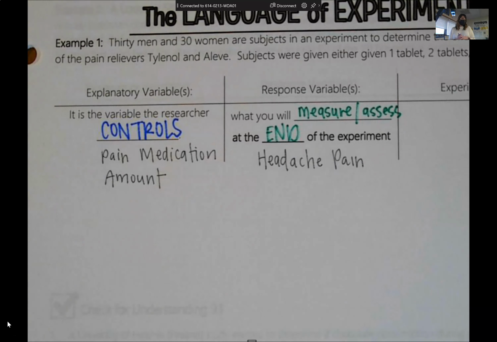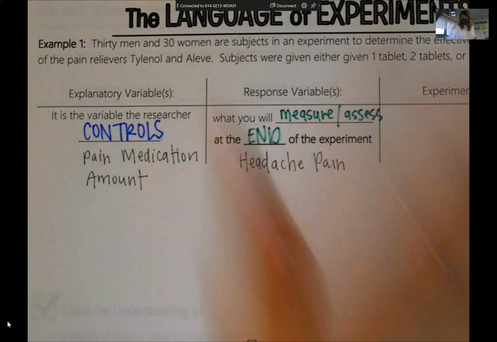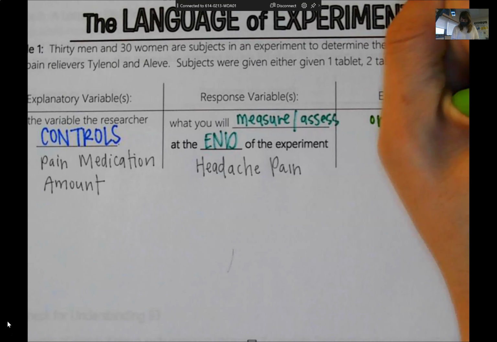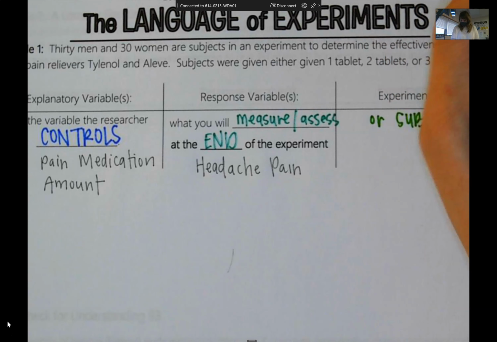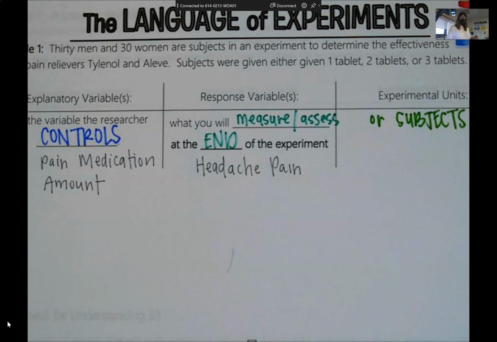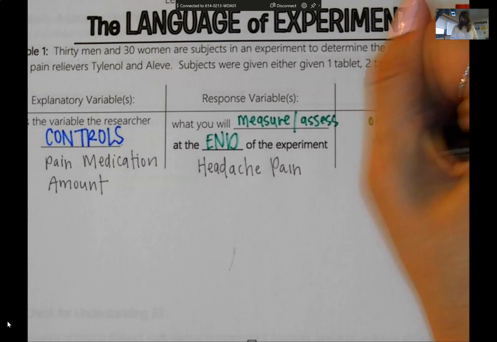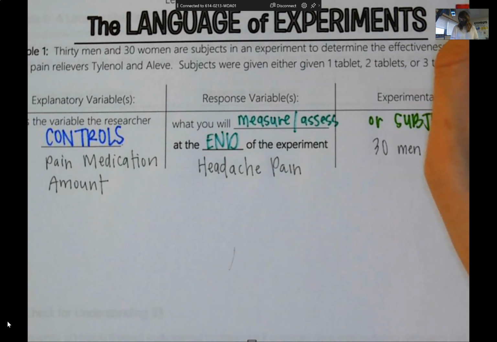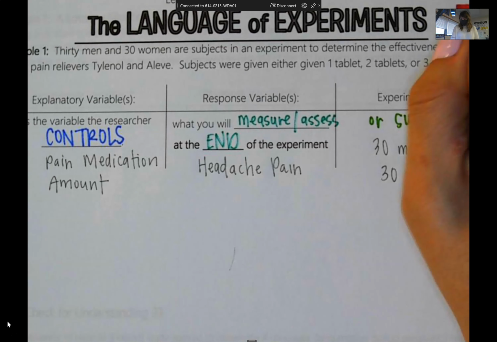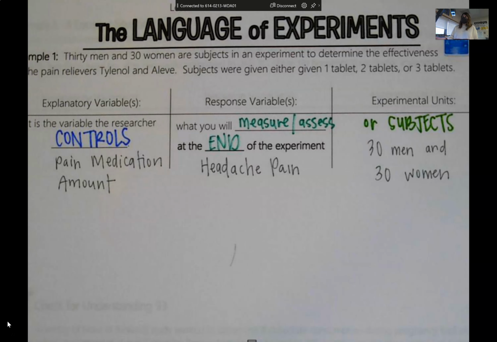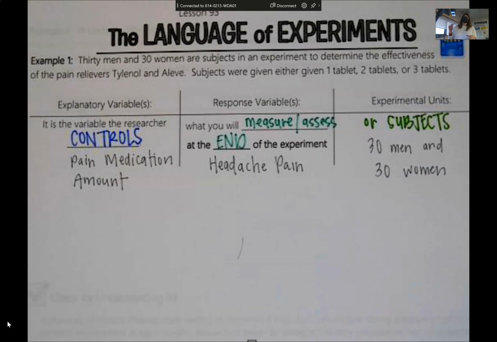And then lastly, our experimental units, sometimes these are also referred to as subjects. So these are just the people that you are going to put into your treatment groups. So that is 30 men and 30 women. So that's the very basics of our experiment. We have an explanatory variable, we have a response variable, and we have our experimental units.